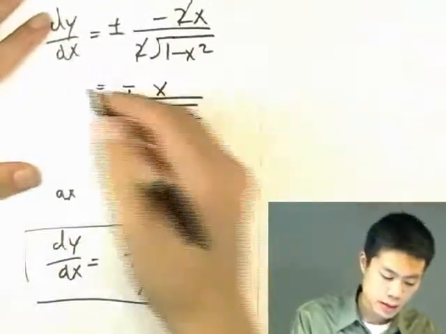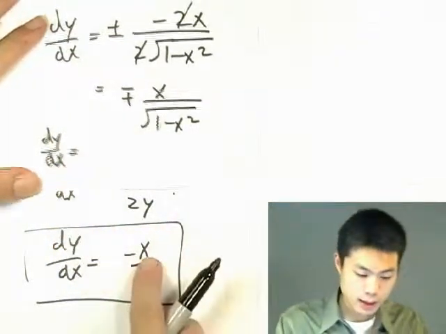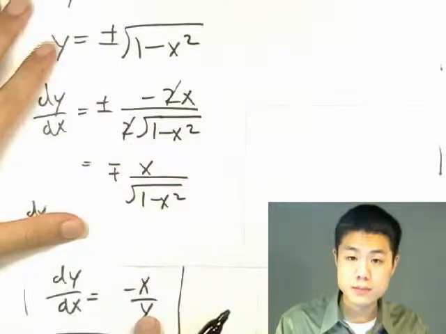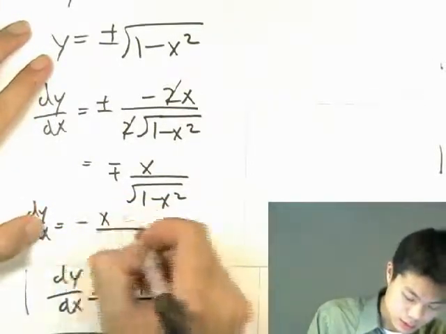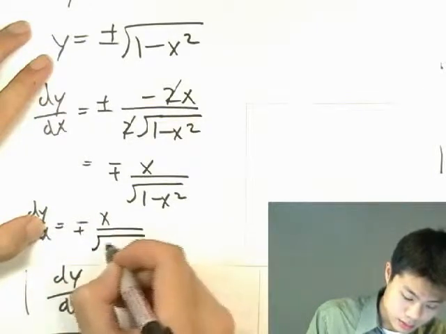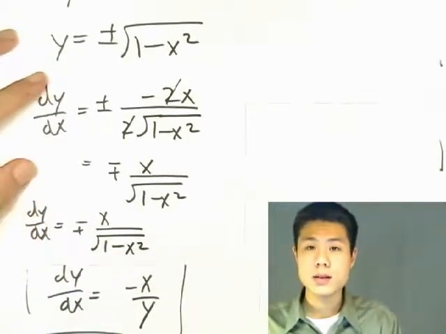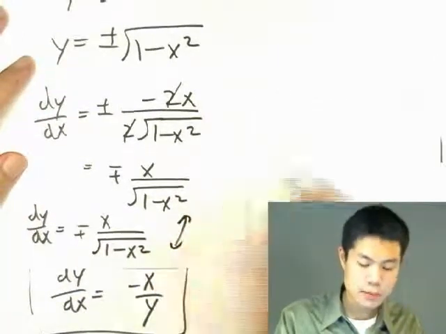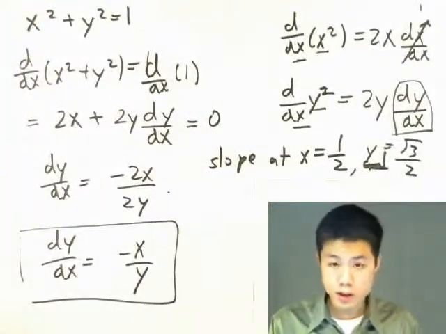Well, let's see. dy over dx. If you plug in y for x here, then indeed it is. Okay, so, yep. You do get the same thing if you solve for y and then take the derivative, but in this case, we just took the derivative implicitly.